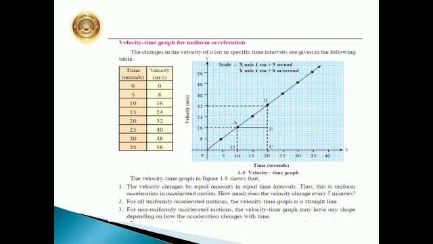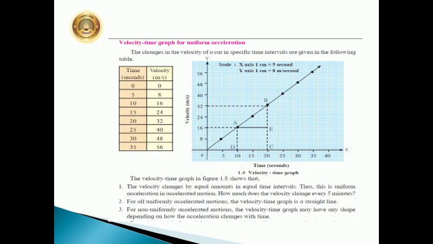Multiplying by this time interval, we get the distance equal to 24 multiplied by 10. Now what is the formula for speed? Speed is equal to distance upon time. So distance is equal to speed multiplied by time. So 24 multiplied by 10 is equal to 240.